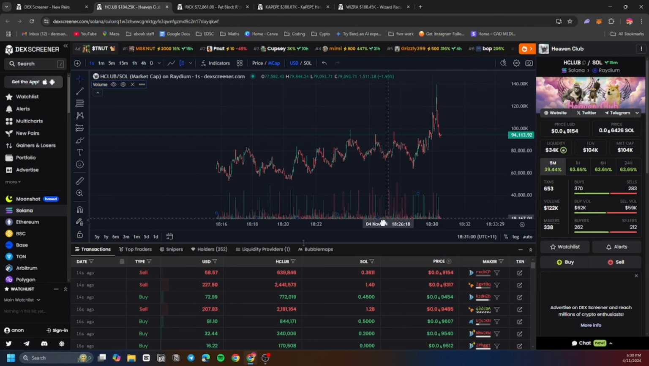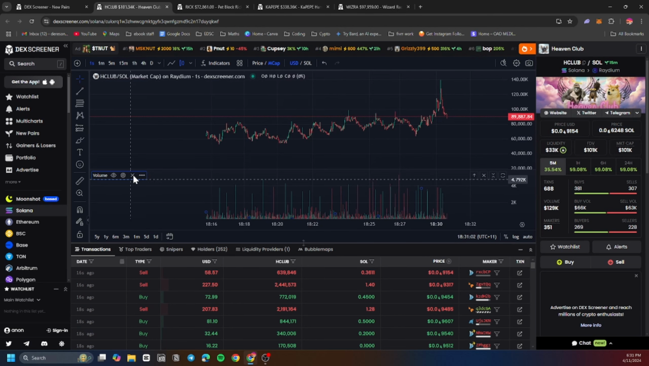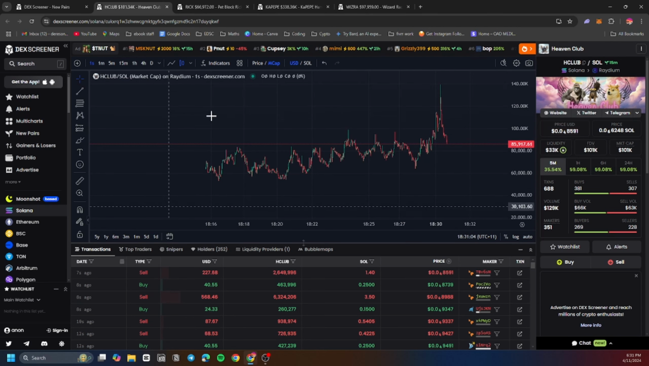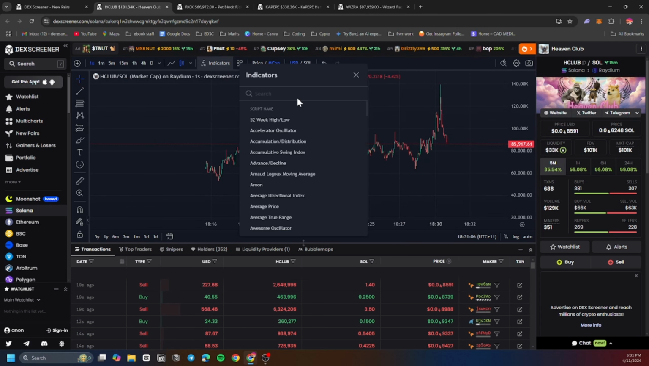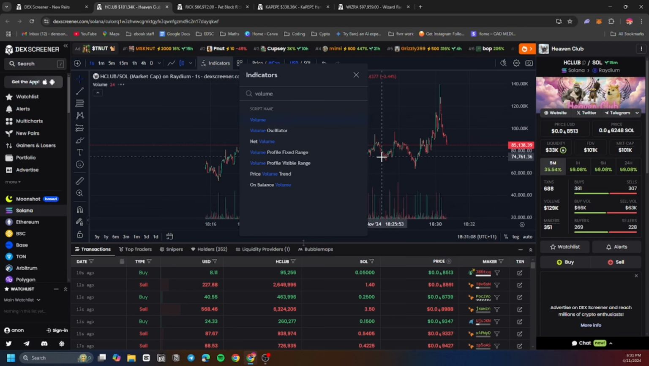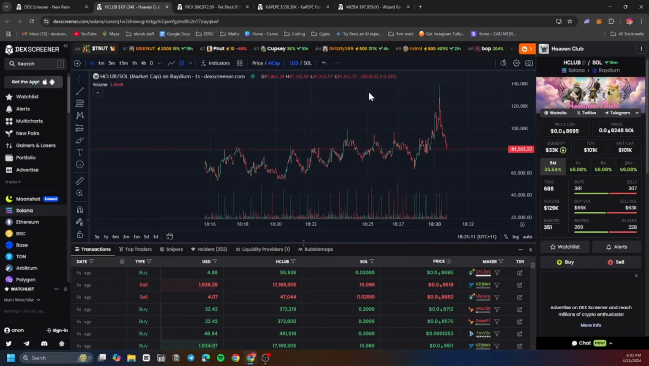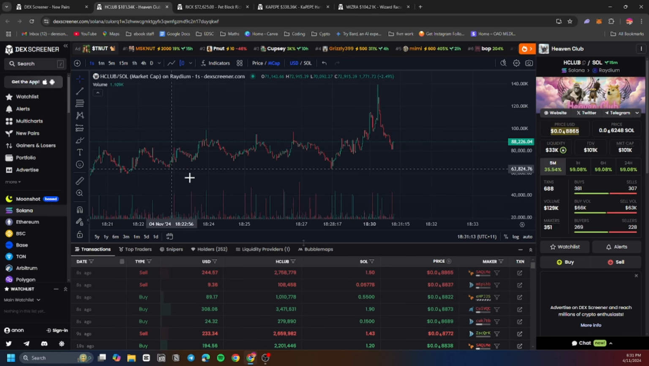Now, what I also like to look at, at the bottom, is the volume. So you want to get the volume chart. You want to see what the volume is looking like. As you can see, there's a lot of high buy volumes, which is a good sign.